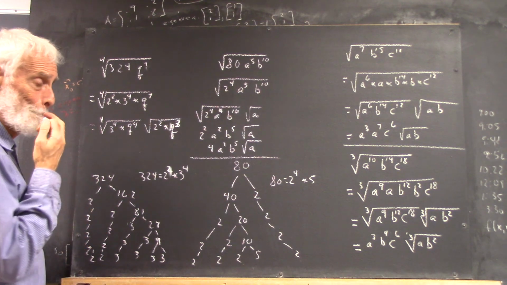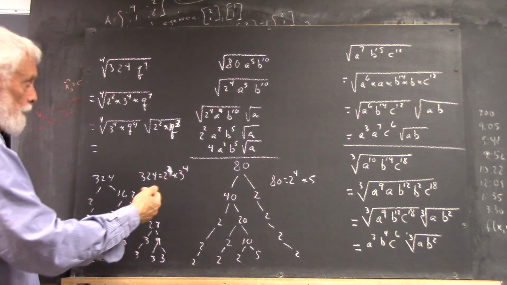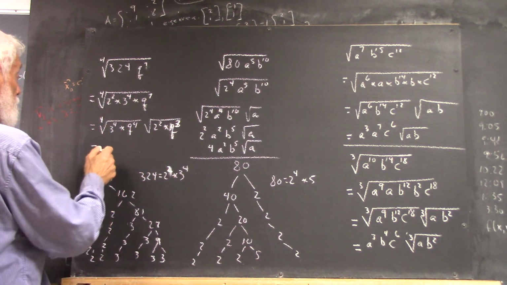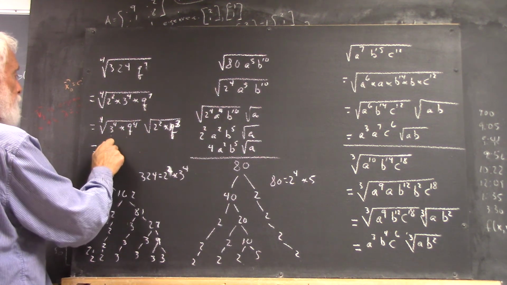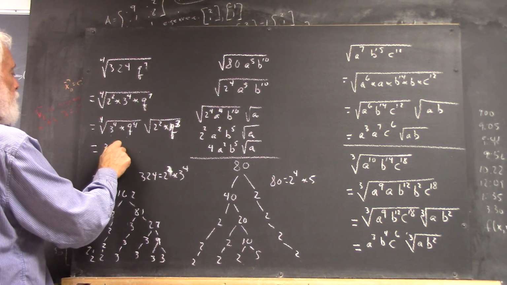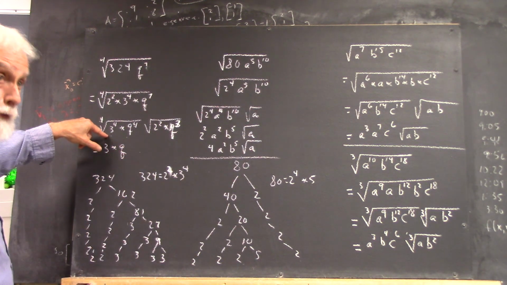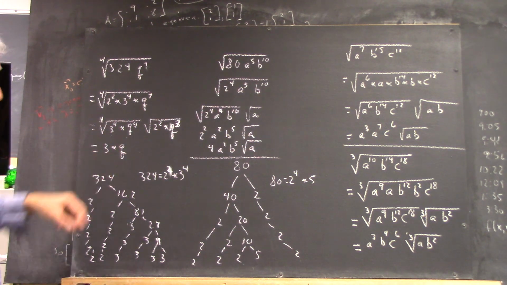Now you might have to take a closer look at this. We're over time, so I want to finish this up and let you all go. But the fourth root of 3 to the fourth times q to the fourth is just 3 times q. The 1/4 power of 3 to the fourth is 3. The 1/4 power of q to the fourth is q, right?